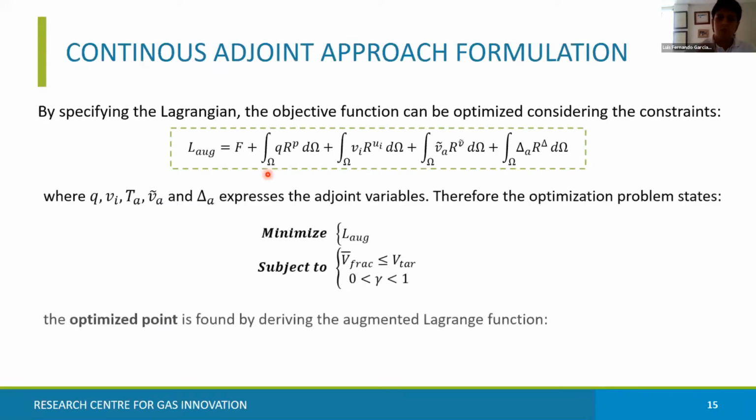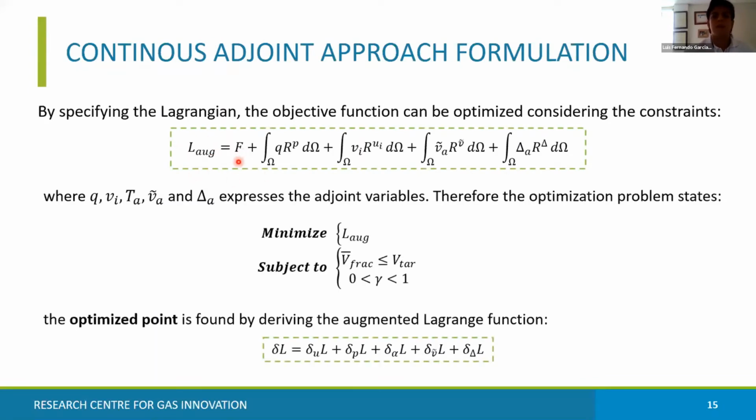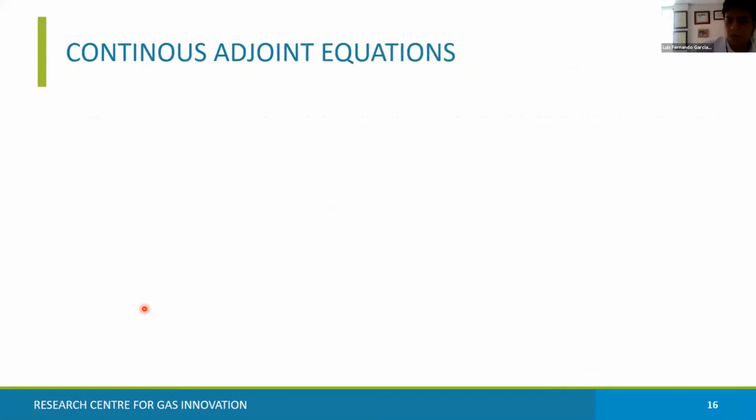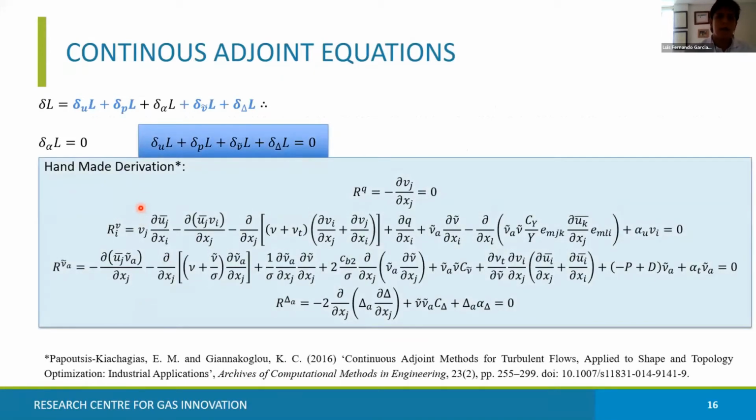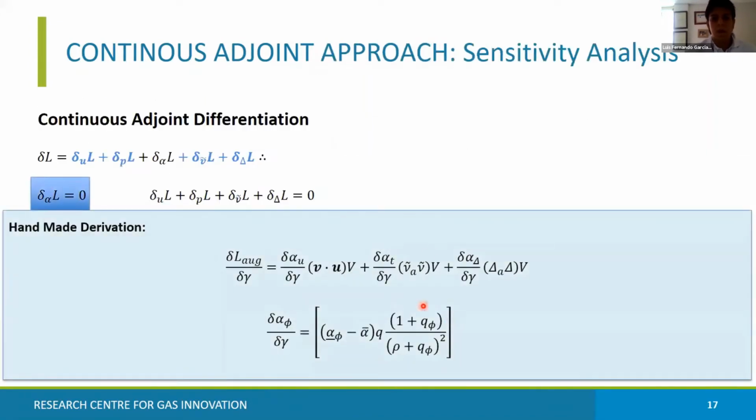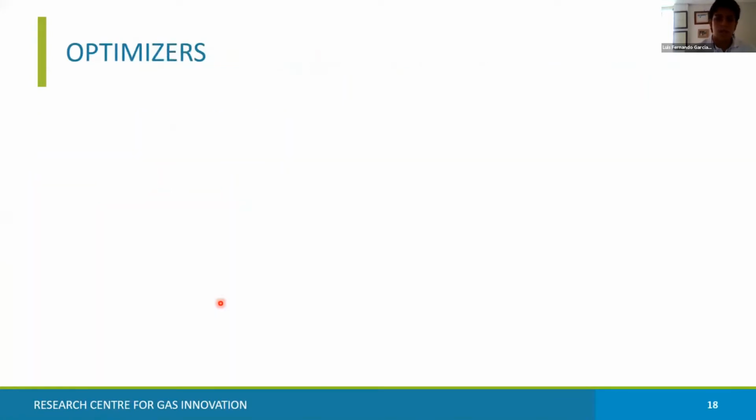So the continuous adjoint approach works by considering the augmented Lagrangian function, which combines the previous objective function and constraints, and by deriving it in function of its primal state variables, we can find the optimized point of our functions. In the continuous adjoint equations, which we derived by hand, we found the adjoint system, which differs from the literature publications due to the penalization of the adjoint eikonal equation. And also, as we have changed the permeability equation, the sensitivity analysis has changed as well.